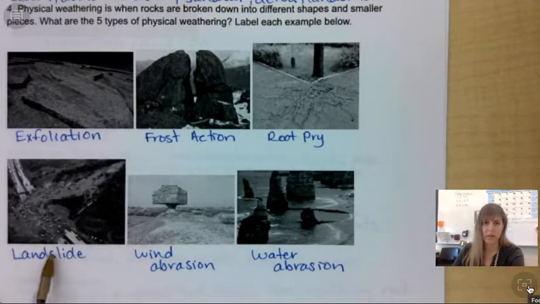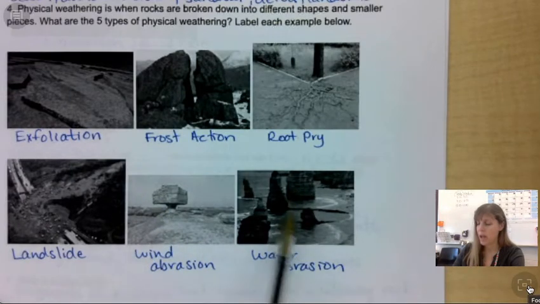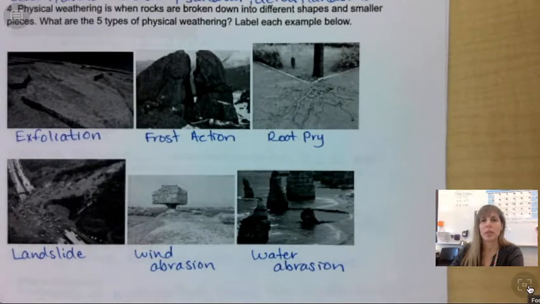Landslide, I thought this was a crazy picture of it going across the highway. Wind abrasion, so wind has picked up particles of soil and sand and blown them and eroded this rock. And water abrasion, which comes from when water has little particles in it and constant friction between water and the sediment. If you have questions about this page, please raise your hand.